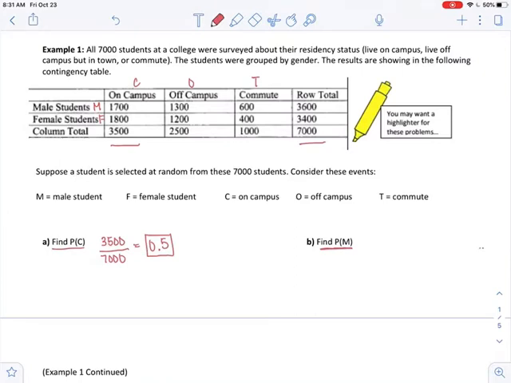Next we want to find the probability of M, which is the probability that they're male. Our total amount of males is 3,600, and that's out of the total population of males and females, which is 7,000. We throw that into our calculator and we get about 0.514.